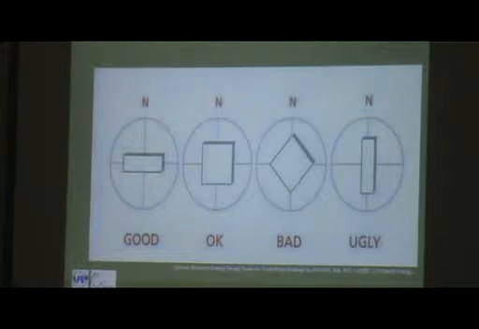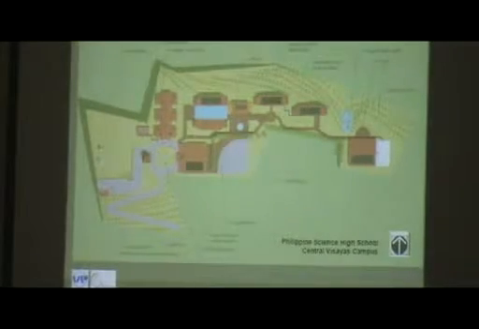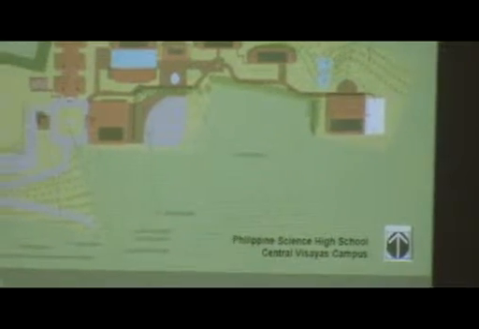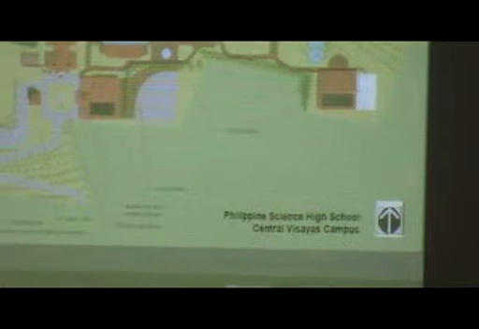When you're going to design a building, make sure you orient your building in the right way. Because if not, retrofitting it will become a major headache. Example, this is very near here. This is in Argao. In Argao, we were given the task of doing the master plan for the Philippine Science High School campus. North is up.